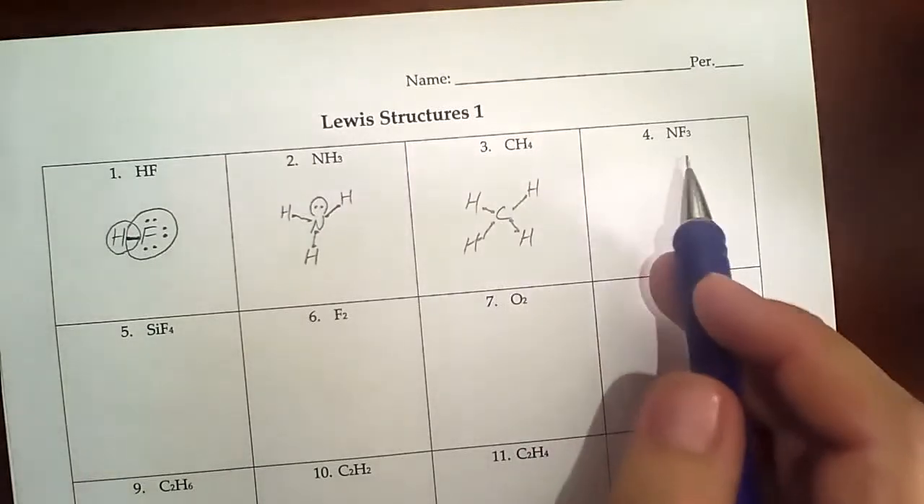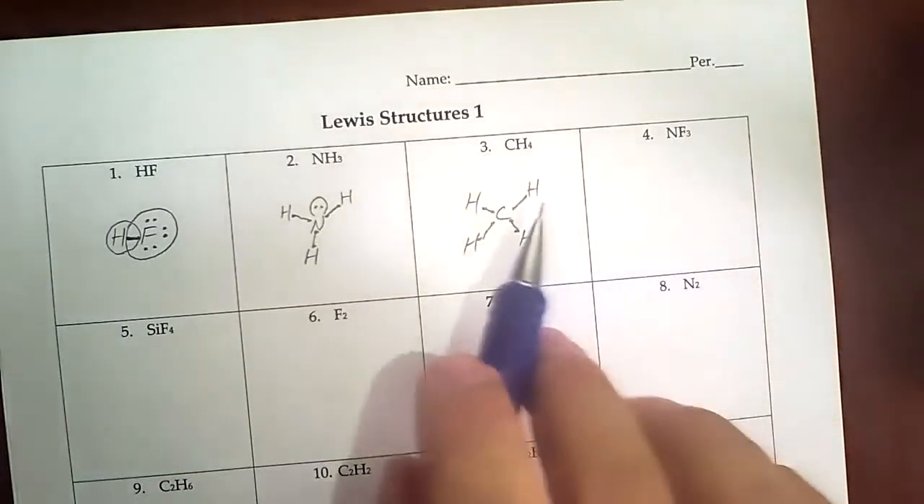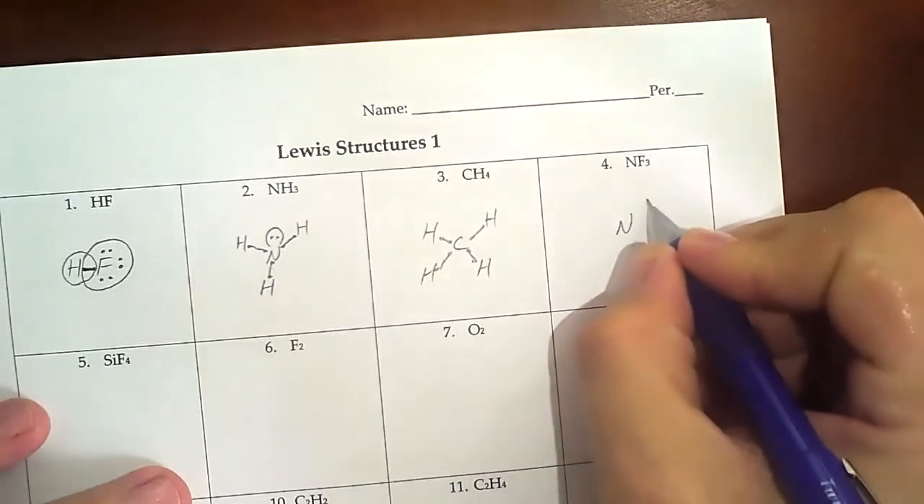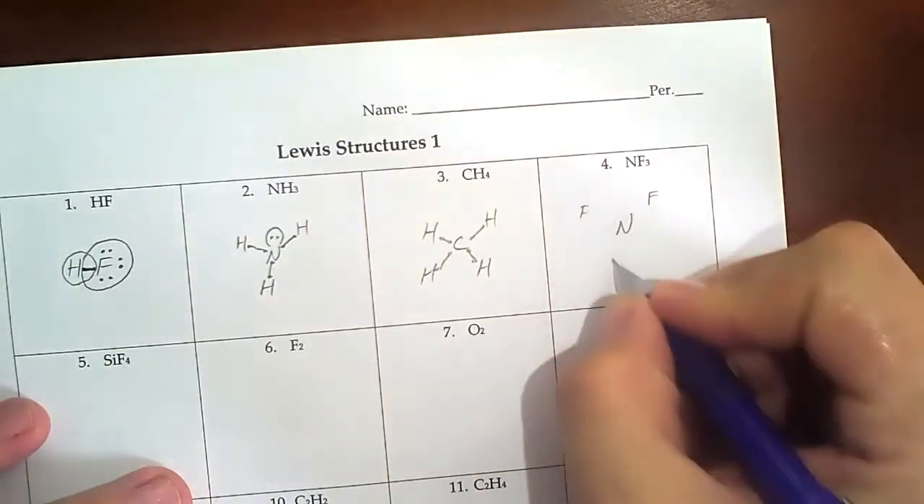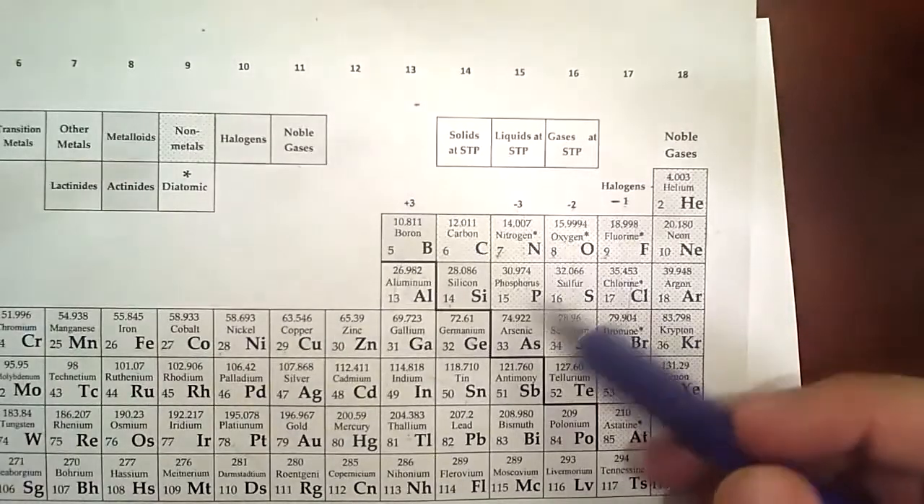I'm going to say hit pause and try NF3 because it's a lot like one of the ones we already did. Okay, you're back. N goes in the middle, and the fluorines are arrayed around the outside. If you check your periodic table, N is in the 5 valence column, and F is in the 7.